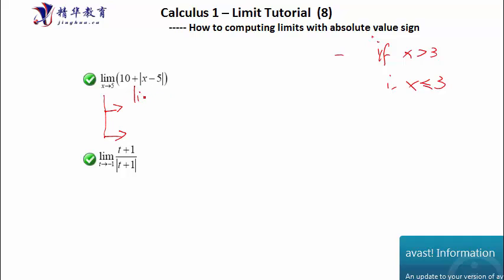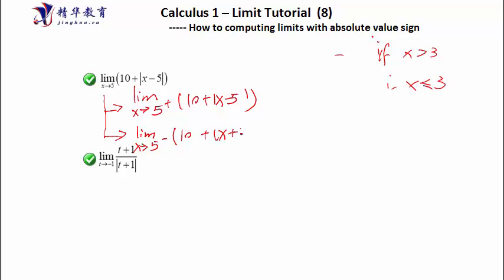One is the limit as x goes to 5 from the positive side. The other one is the limit as x goes to 5 from the negative side. This is 10 plus the absolute value of x minus 5, and then this is 10 plus the absolute value of (x minus 5) here, in brackets.